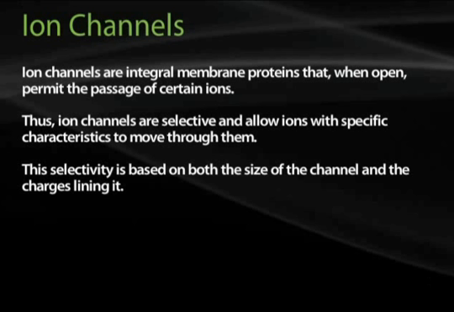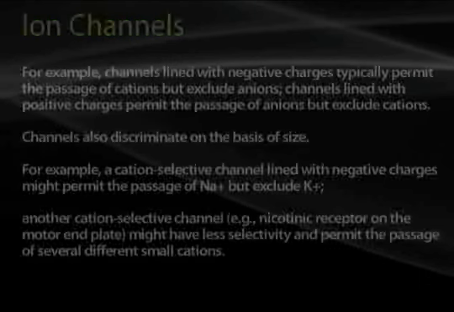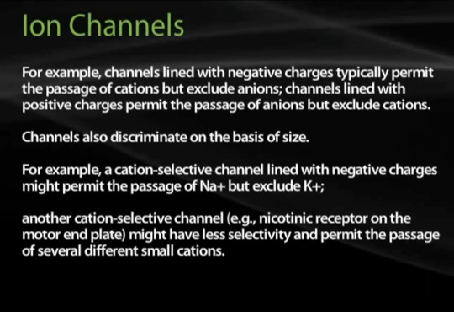Ion channels. Ion channels are integral membrane proteins that, when open, permit the passage of certain ions. Thus, ion channels are selective and allow ions with specific characteristics to move through them. This selectivity is based on both the size of the channel and the charges lining it. For example, channels lined with negative charges typically permit the passage of cations, but exclude anions. Channels lined with positive charges permit the passage of anions, but exclude cations.